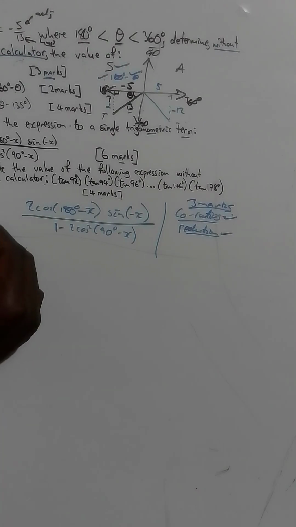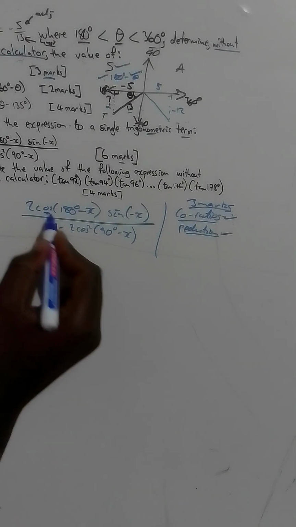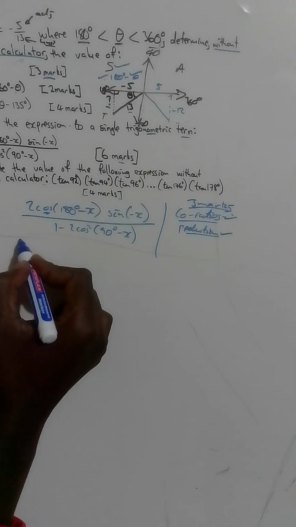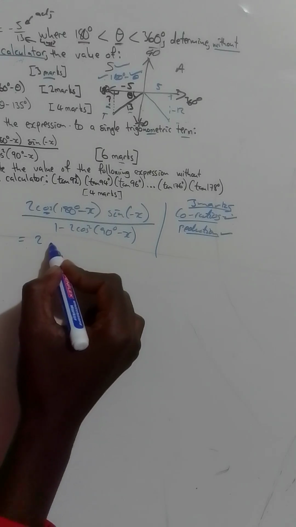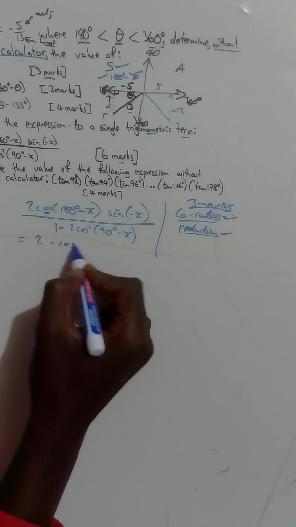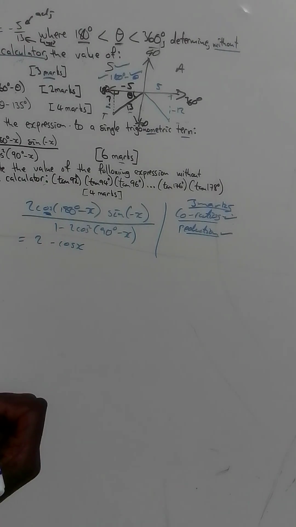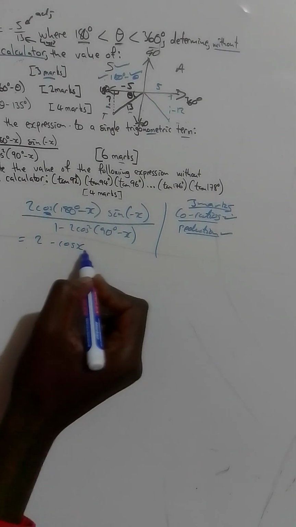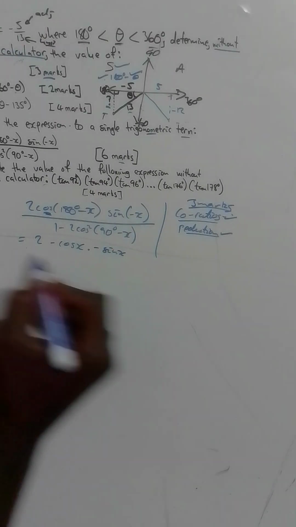180 degrees minus theta means I'm in quadrant number 2. And in quadrant number 2, which trig ratio is positive? Sine, which means this cos is negative. So now I write 2 times negative cos x. Why? Because in quadrant number 2, this cos is negative. And then this negative, we now bring it here. We say negative sine x, like this negative angle.